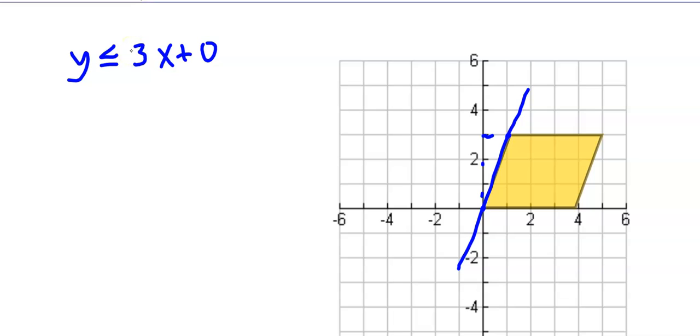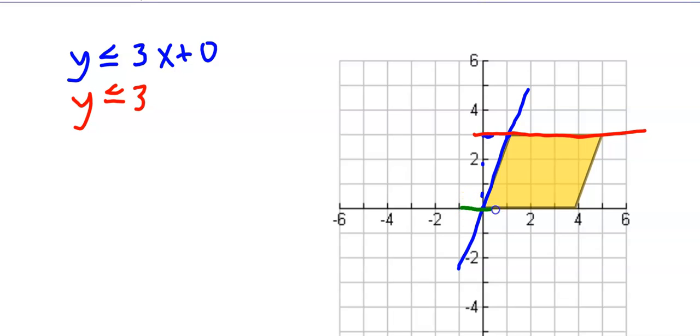Again, it's a solid line. So this one actually is a little easier because it's just straight horizontal. So y at 3, and the slope is 0 essentially. And so we're shading below, so less than or equal to.